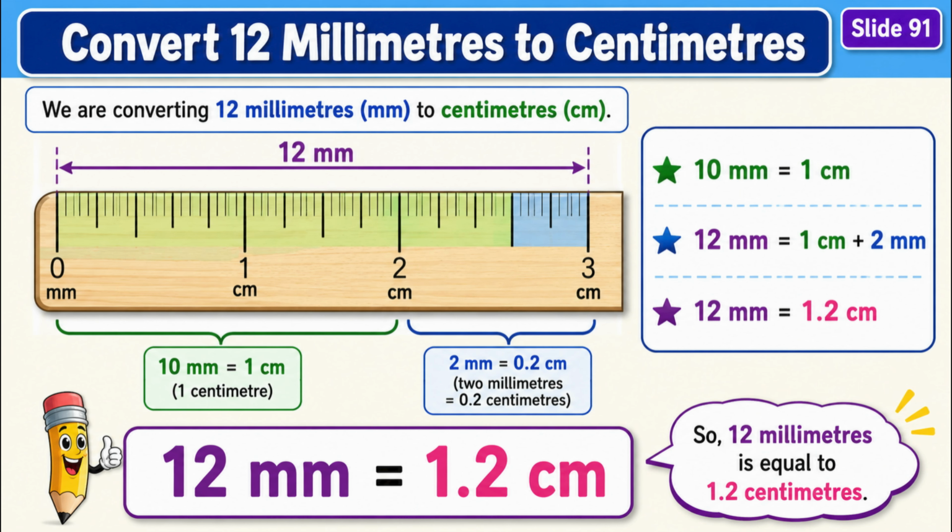Convert 12 millimeters to centimeters. 10 millimeters make 1 centimeter. So, 12 millimeters can be split into 10 millimeters and 2 millimeters. 10 millimeters is 1 centimeter. 2 millimeters is 0.2 centimeters. So, 12 millimeters equals 1.2 centimeters.